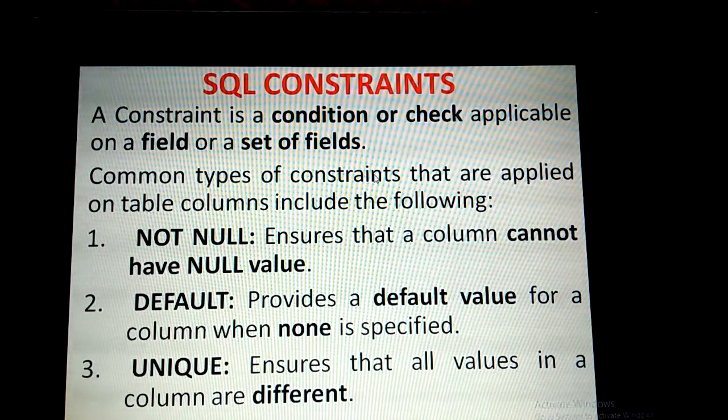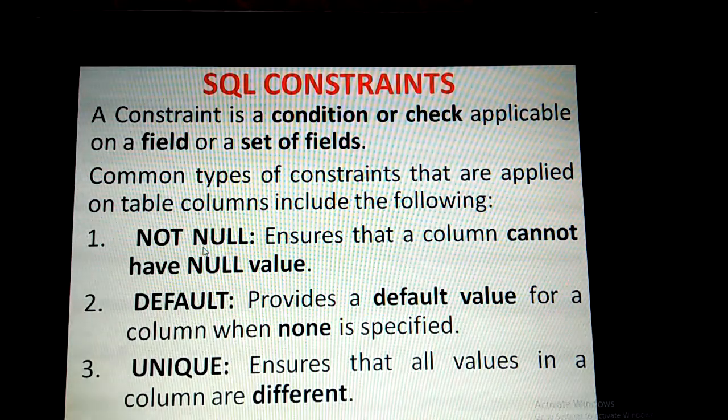Common types of constraints, that is, conditions that are applied on table columns. These constraints are applied on column names only, that is, a field name, or a set of fields, a set of columns also. For a group of columns also we can apply some conditions or constraints. So what are the constraints we have? There are around 6 constraints given in MySQL.